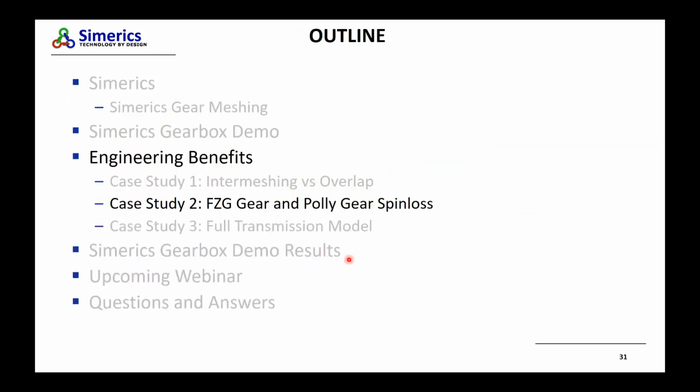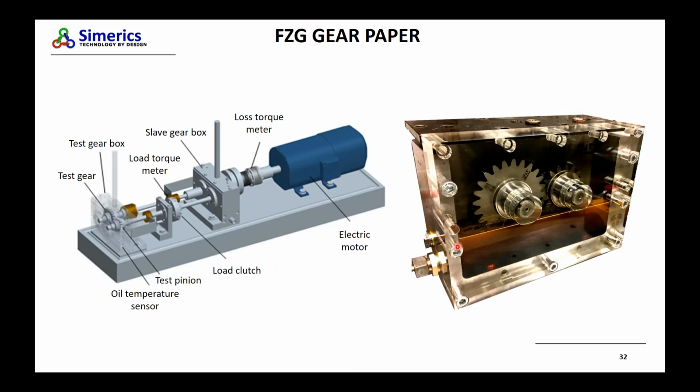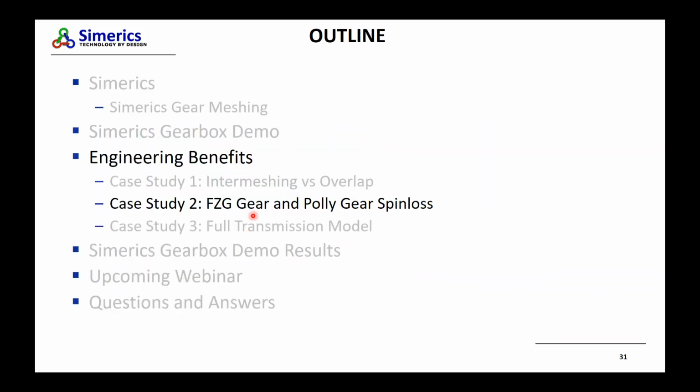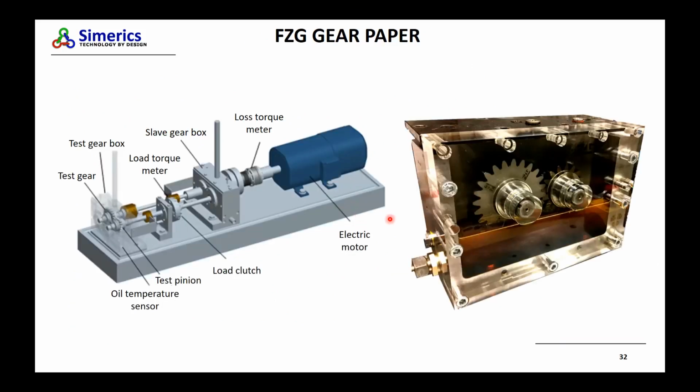So this is one study that we wanted to show. Having established that intermeshing is the more accurate way, we then looked at a couple of papers in the literature. One is the FZG gear that has been tested, with some data in the literature, and the other is the poly gear that was tested in the Ohio State laboratory, with some test data in the literature. So first look at this FZG gear.